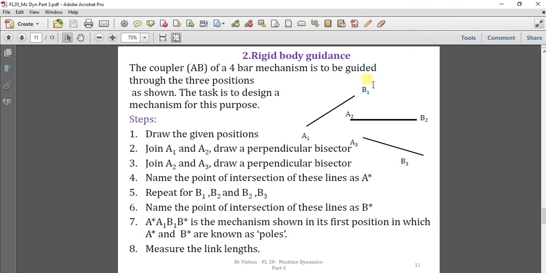Okay, so we call that rigid body AB. This body is AB. Now it is in the first position, so we call it A1, B1. Now in the second position, it will be A2, B2. The third position will be A3, B3.